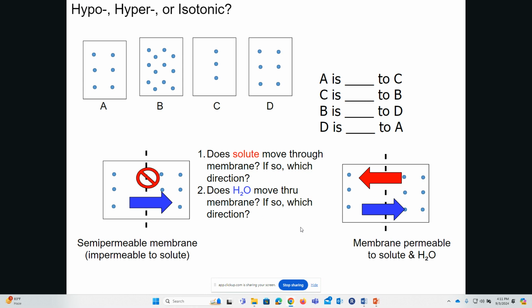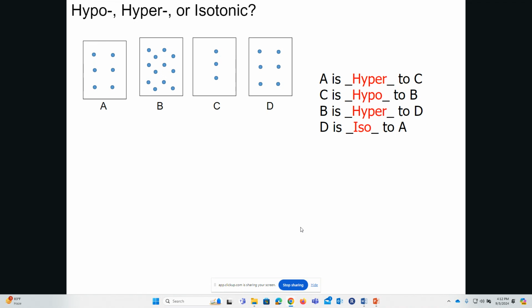We can also compare the situations up at the top, labeled A, B, C, and D. Solution A and solution C have a different amount of dots, which represents the solute. Solution A has more solute than solution C, so it is hypertonic to C. Solution C compared to B is hypotonic. Solution B compared to D is hypertonic. And solution D to A is isotonic. So those are ways to use terms hypotonic, hypertonic, and isotonic to talk about two different solutions and how much water they have in comparison to each other.